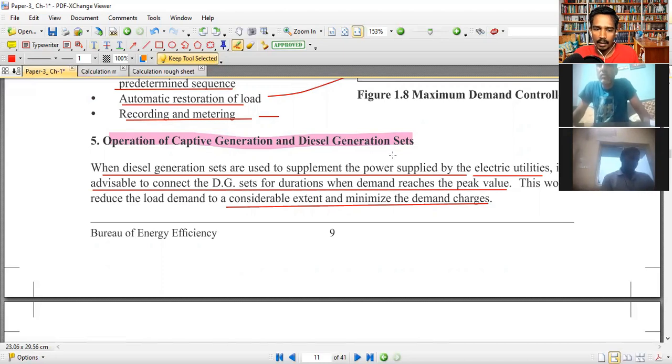You know that every industry has a standby generator, two generators. Suppose there is a power cut, they also use it. Another purpose is, if they run all the load, at that time the maximum demand increases and they need to pay the amount. Better they run the DG for that load matching. That is the purpose of using it.